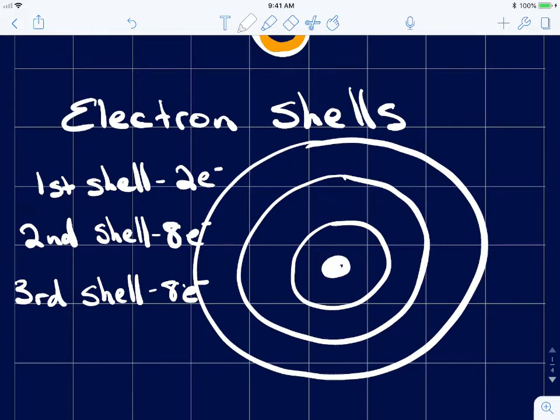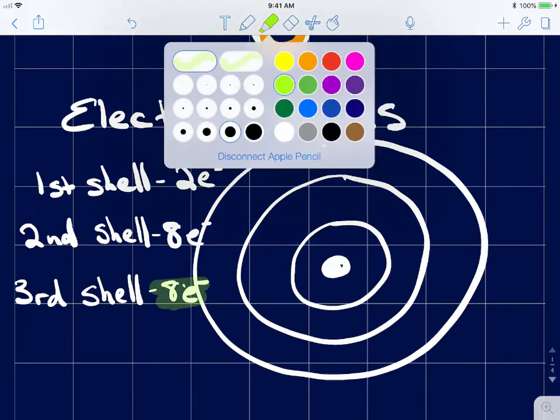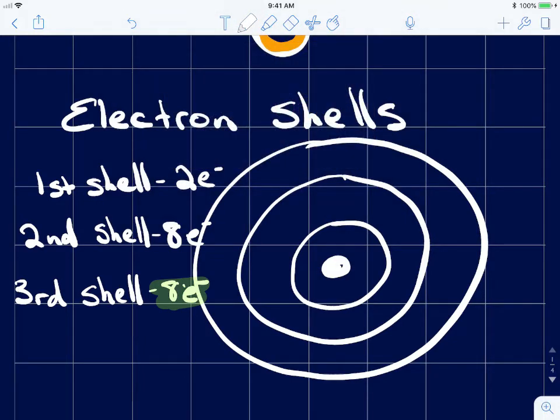Now, some of you who are watching this who have some deeper understanding of chemistry are going to say, wait, Mr. Bliss, doesn't the third shell hold 18? Well, yes, kind of. We're going to deal with that later on, but it's a little bit tricky. So for right now, just to understand the concept, we're going to say that this third shell holds 8 electrons. That will change. So just put a little asterisk on that in your minds.